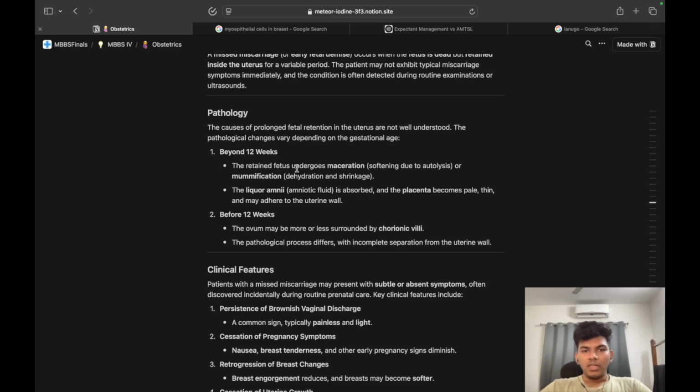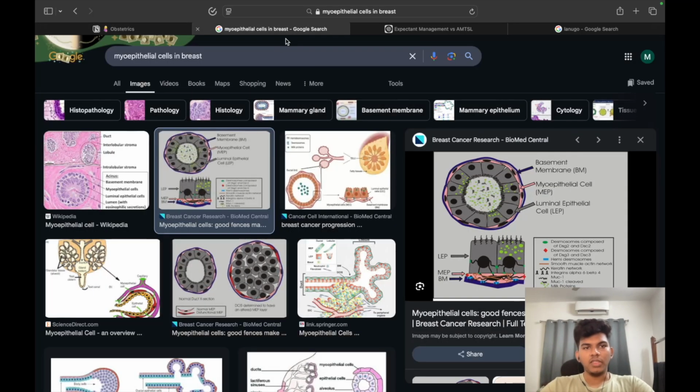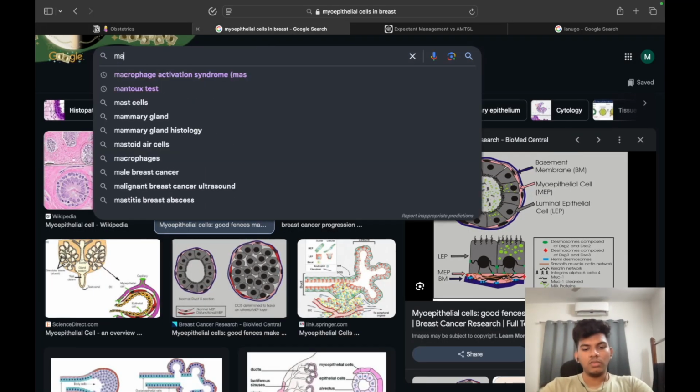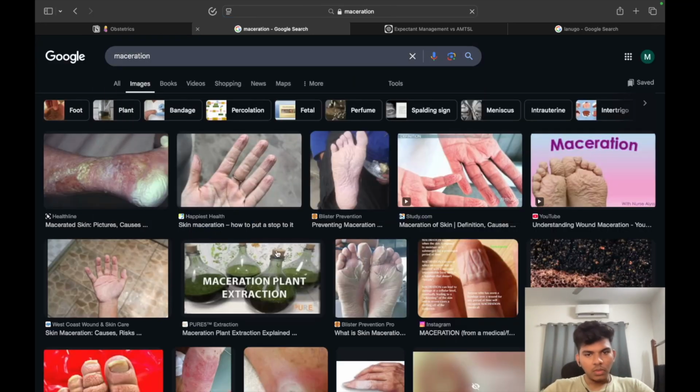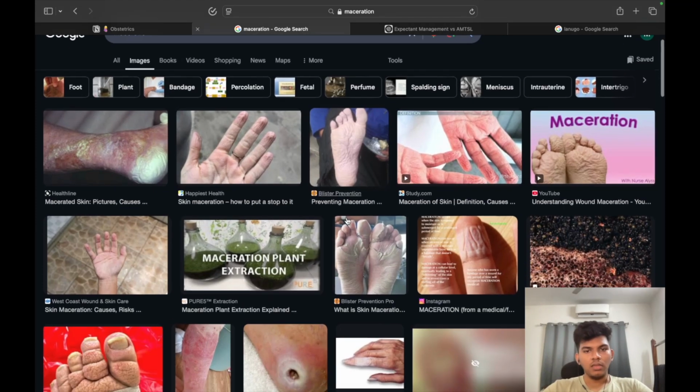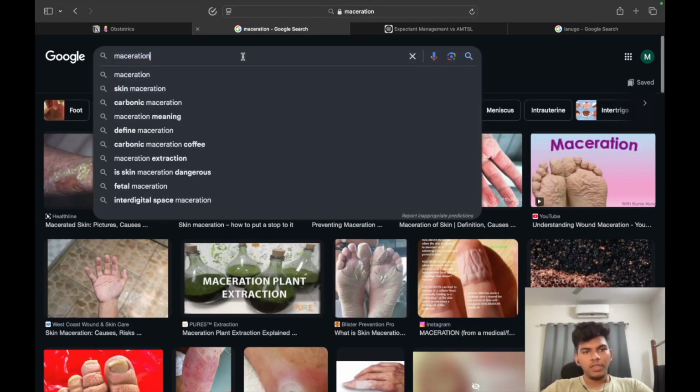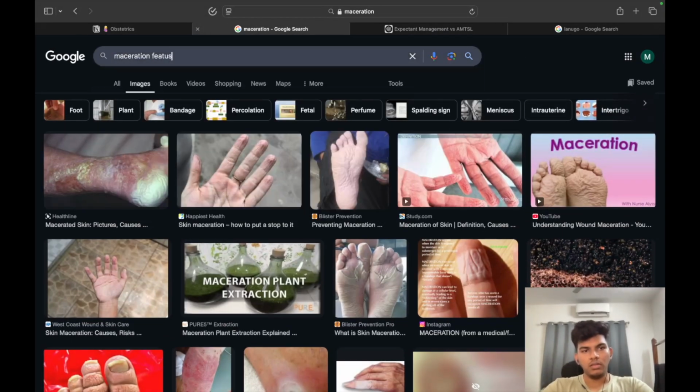The retained fetus undergoes maceration, which is softening due to autolysis. I think we have learned this in forensic. And or mummification, which is dehydration and shrinkage. So it is either one of these two processes: one is maceration, otherwise it is mummification. Let us look at what maceration looks like. So maceration, something like this. Macerated fetus.